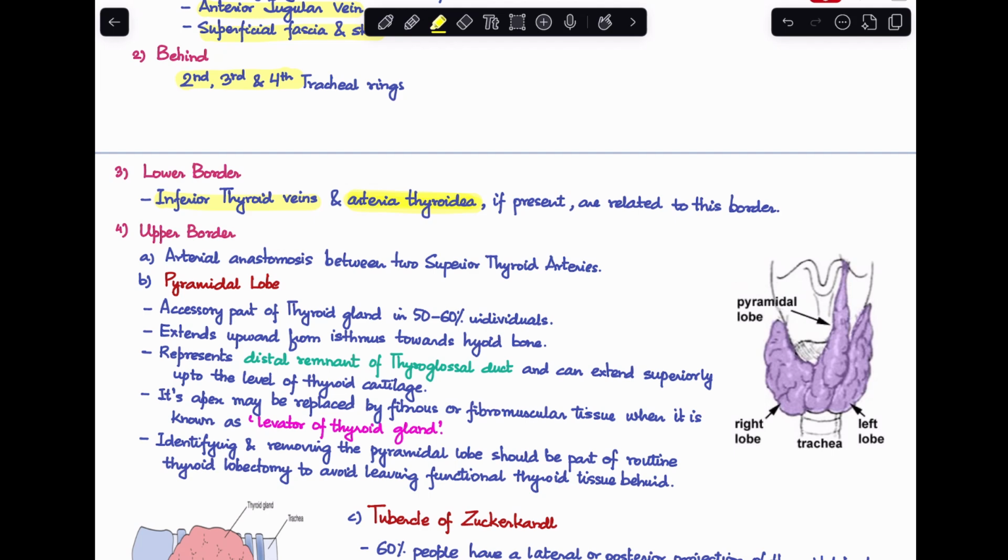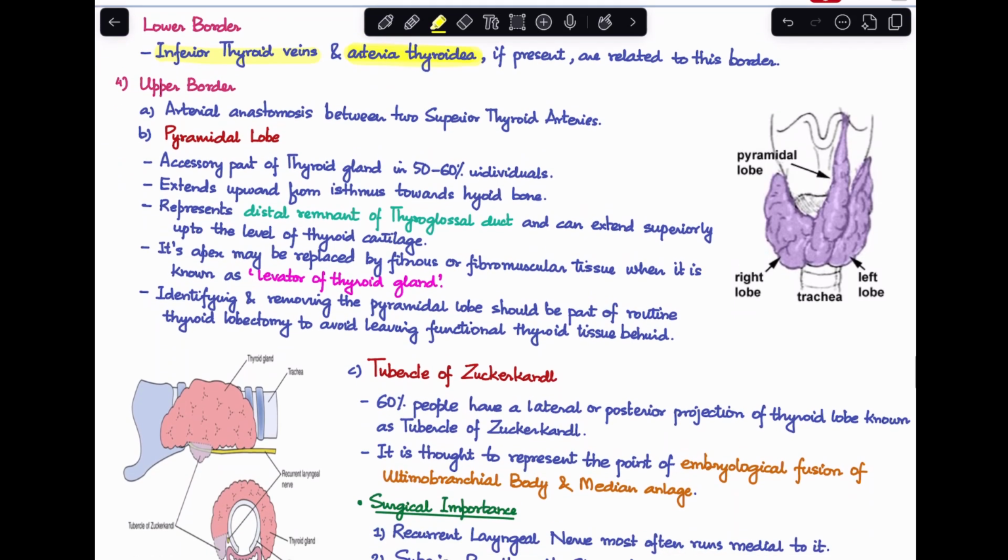And last of all is the upper border of the isthmus. This border is related to multiple things. First of all is the arterial anastomosis between the two superior thyroid arteries of both sides happen along this upper border. Second, sometimes a structure which is known as the pyramidal lobe arises from here. A pyramidal lobe is another one such short note that you sometimes get in your exams.